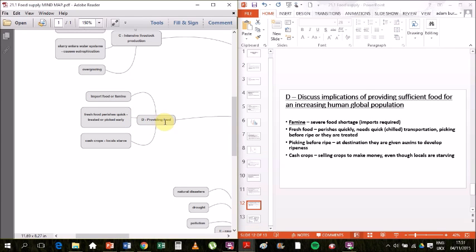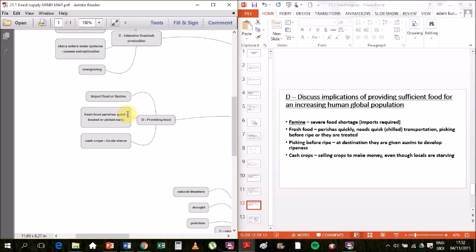Okay, Objective B is basically about providing food. It's to discuss the implications of providing sufficient food for humans. Now, famine is where you have a severe food shortage, and because of that we need to import food. Countries that can't grow food, like Kuwait, because of the climate, have to import food. Now that's fine for Kuwait because they have the oil industry that they can make money off to buy imports, but for countries like northern parts of Africa, where they have desert-like conditions but they don't have anything to sell, it means that they can't really afford to import that much food.